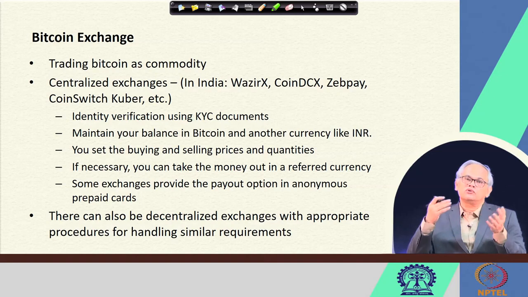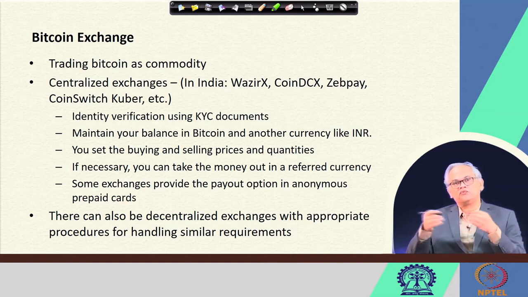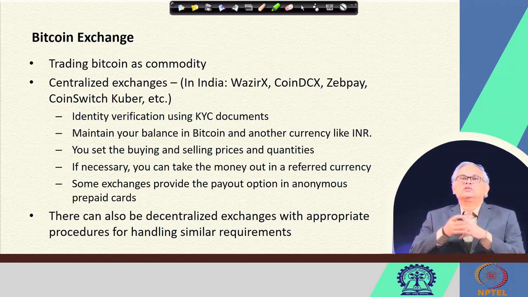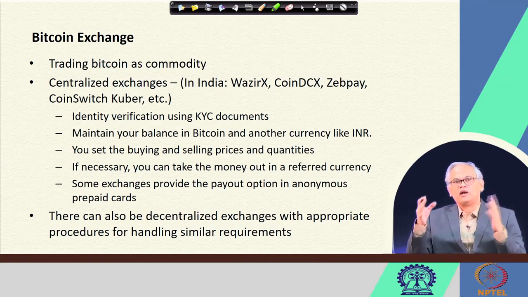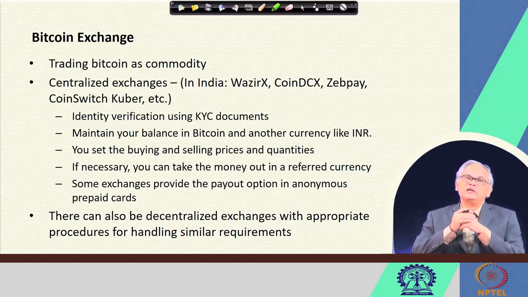Similarly, one can also trade using Bitcoins, and you might have heard about these centralized exchanges in India. You see these different advertisements and so on, like WazirX and CoinDCX and so many others. So, it is just a list, nothing about which is good, which is bad, which is popular. There is no implication on that. It is just that some names have been put up here in this slide.